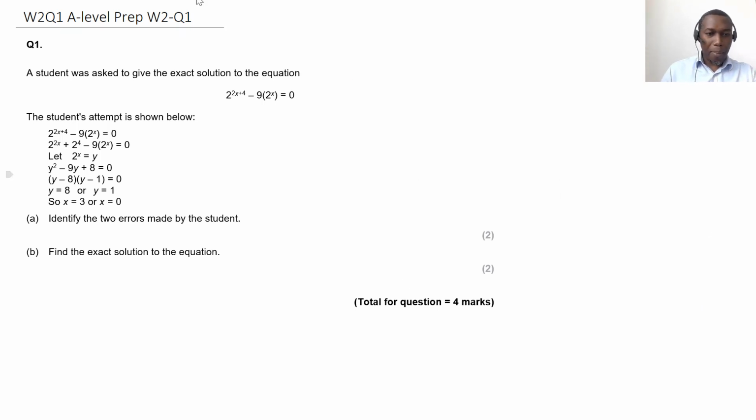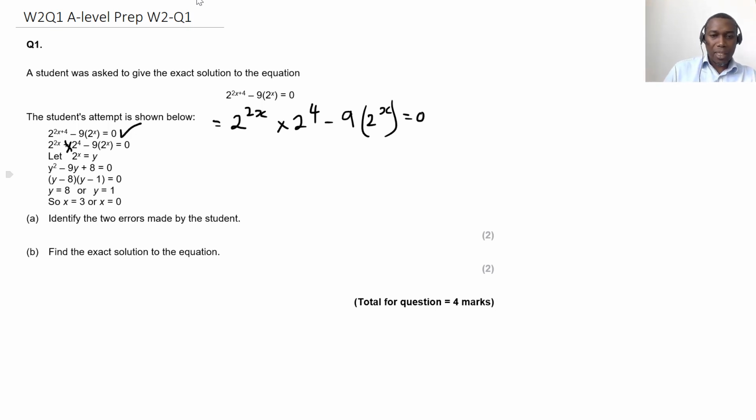Okay, so the second part, part B, the exact value. So let's get on with this. My first line will be the substitution. We're keeping this, we're just switching to multiplication. So we'll write: equal to 2 to the power 2x, multiplied by 2 to the power 4, take away 9, multiplied by 2 to the power x, and that's equal to 0. And I can write 2 to the power 4 as 16. So this is actually 16 multiplied by 2 to the power 2x, take away 9 times 2 to the power x, and that's equal to 0.